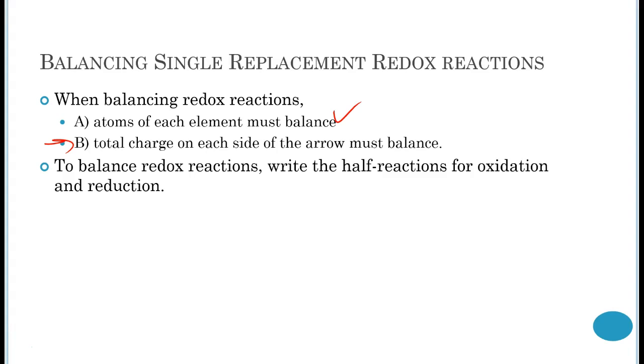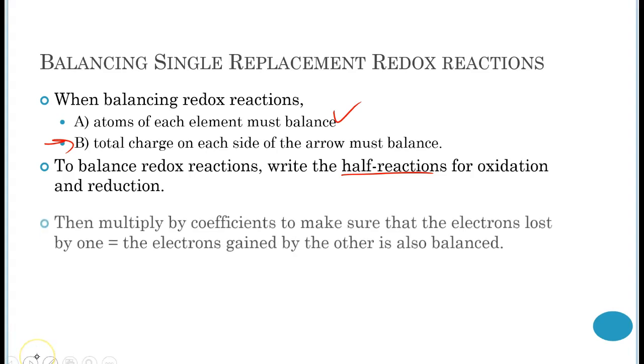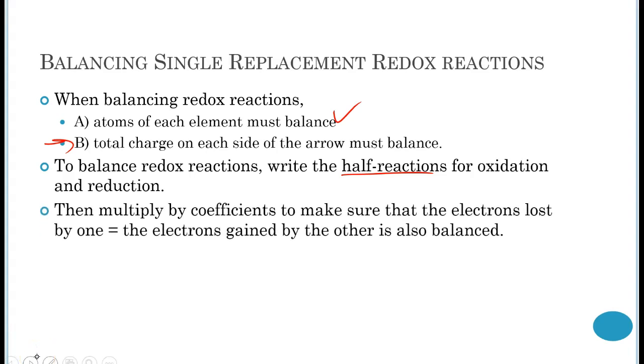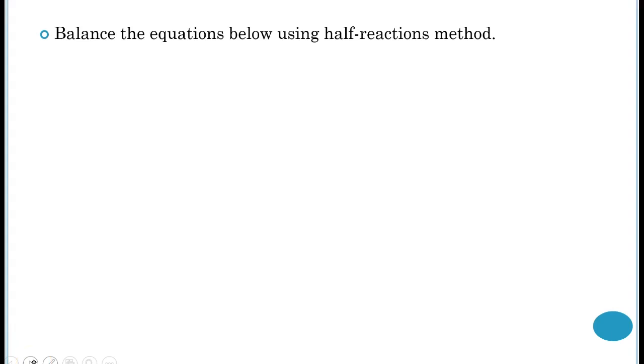So to balance the redox reactions, we're going to write the half reactions. Well, we've been doing that. We did that for figuring out which one's been reduced, which one's been oxidized. We've been doing that to find the galvanic cells. And then here's the thing. You're going to multiply by coefficients to make sure that the electrons lost by one element equal the electrons gained by the other. You want to make sure it's balanced. You're going to use the least common multiple. Okay, now I'm throwing a math term at you. Don't panic. Okay, I'll show you how it's done.